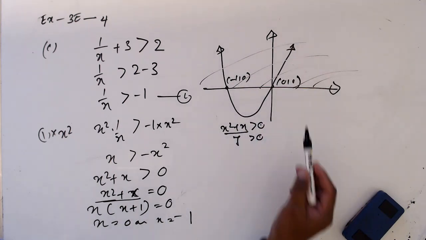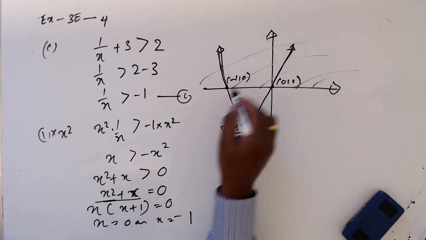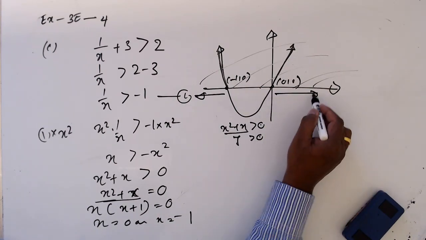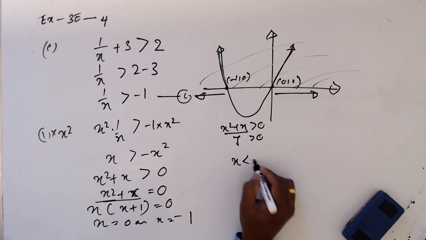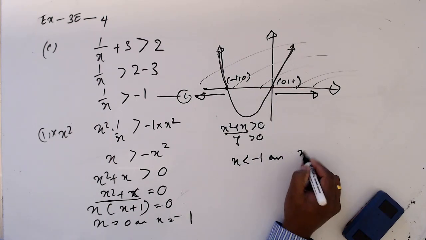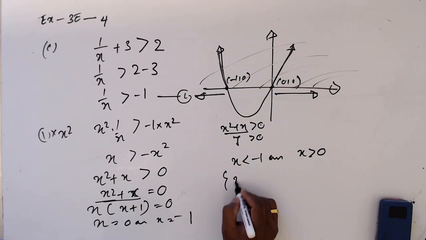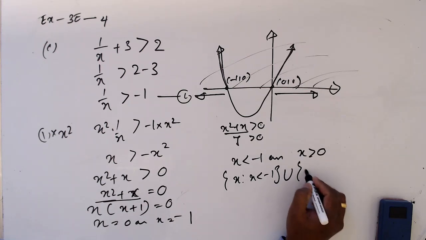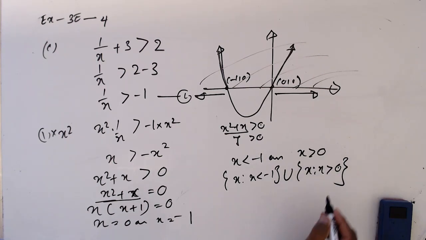in the plane. So this is the graph part. It means in terms of x from here to here and from here to here. So x less than minus 1, or x greater than 0. x less than minus 1 union x greater than 0.